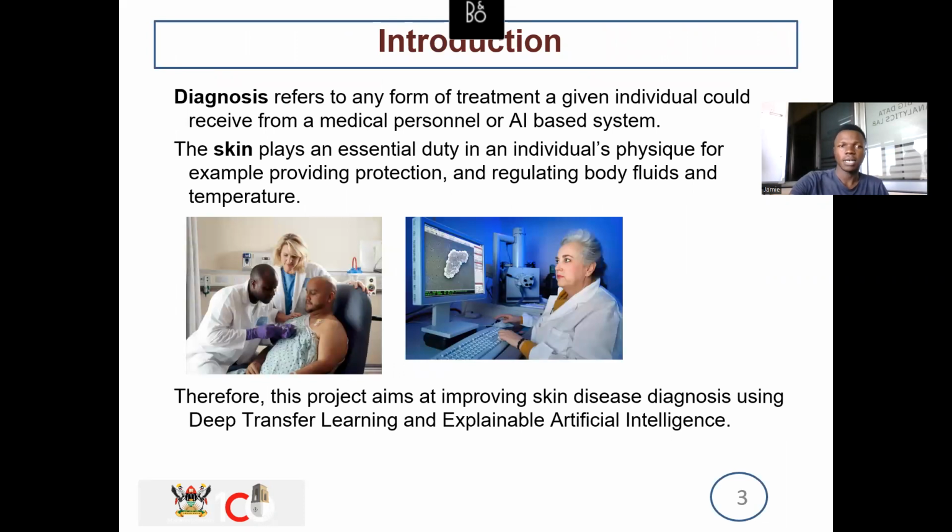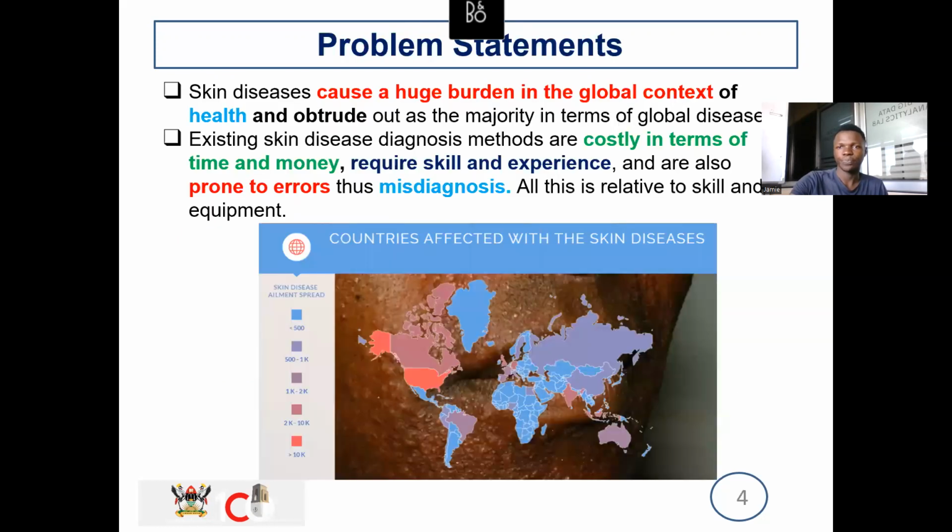So when we talk about diagnosis, we are basically referring to any form of treatment a given individual could receive from an AI-based system or a medical personnel. And when we talk about the skin, we're basically looking at a body organ that is responsible for providing protection and regulating both body fluids and temperature. In the same manner, our project aims at improving skin disease diagnosis using deep transfer learning and explainable artificial intelligence.